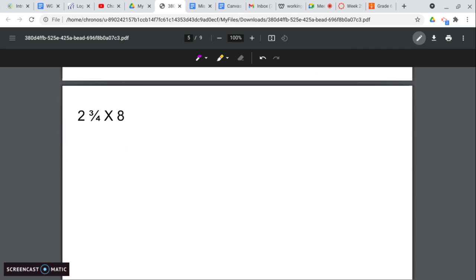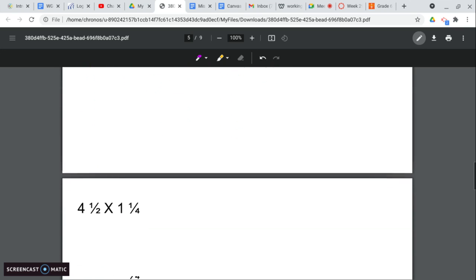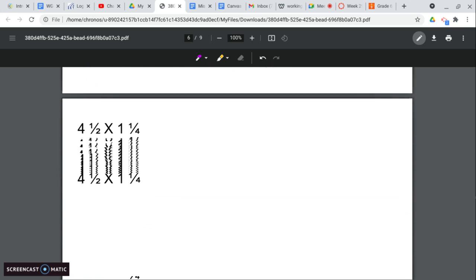All right, here we have 2 and 3/4 times 8. So convert, 2 times 4 is 8, plus 3 is 11. So we have 11/4 times 8 over 1. So we have 88 over 4. 4 can go into 88 22 times. So remember, we are simplifying these to get our mixed number versus our improper fraction.